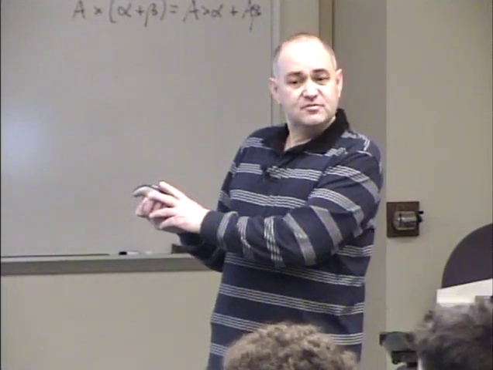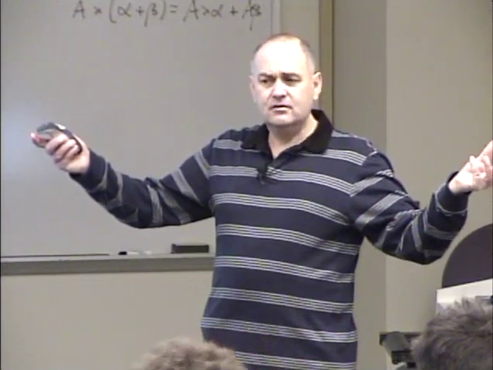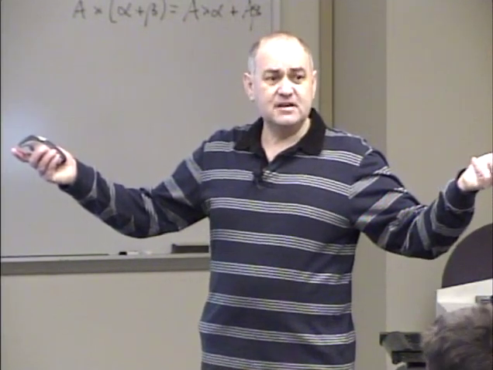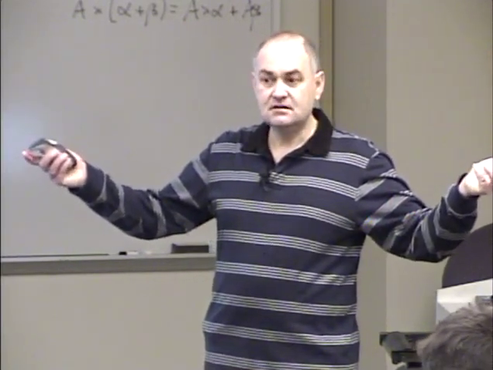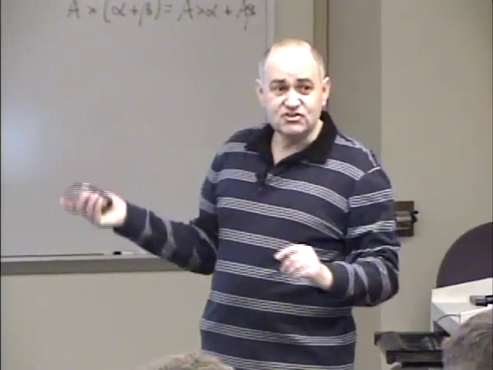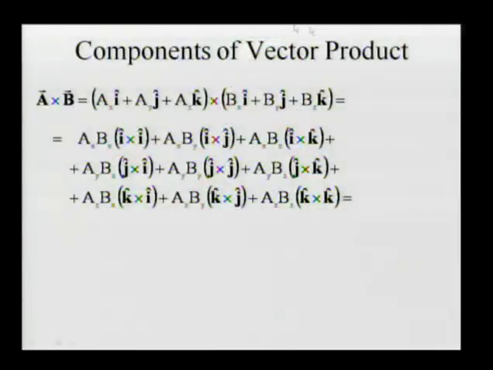Now, if I have two sums, when I use the distributive law, what is the effect of the distributive law? When I multiply two sums, each term from the first sum is multiplied by each term in the second sum. So I could write down here Ax i multiplied by Bx i. Now Ax i multiplied by By j.